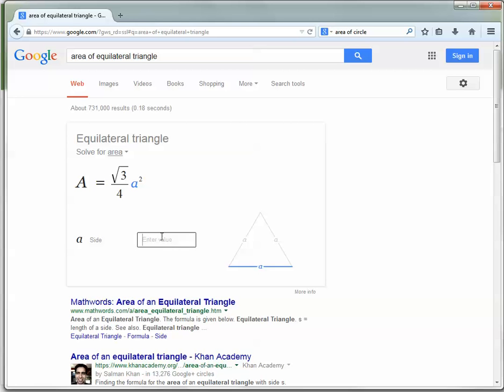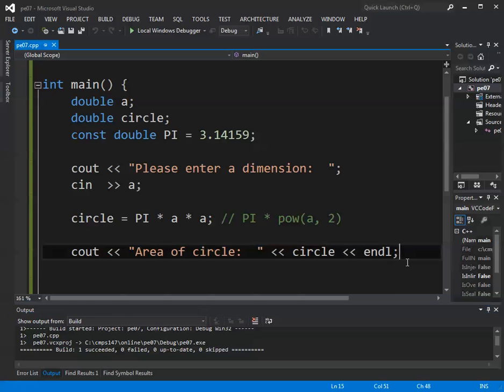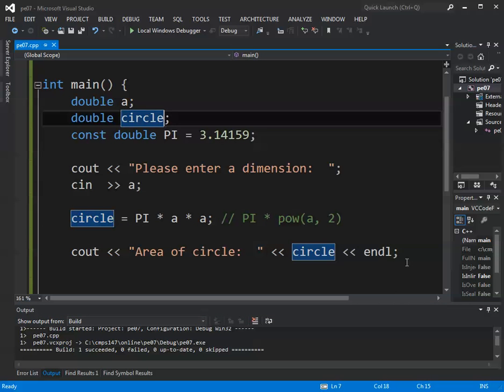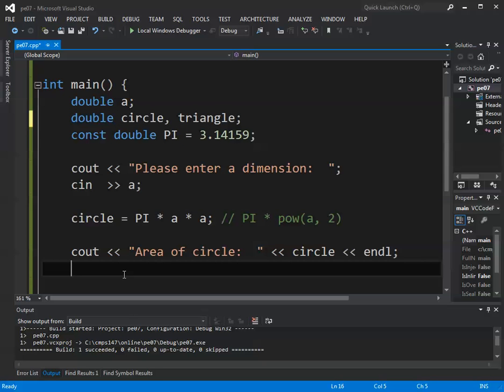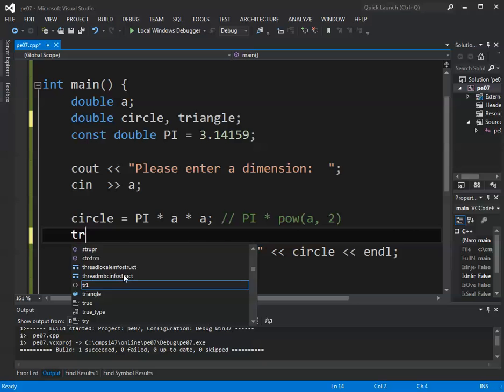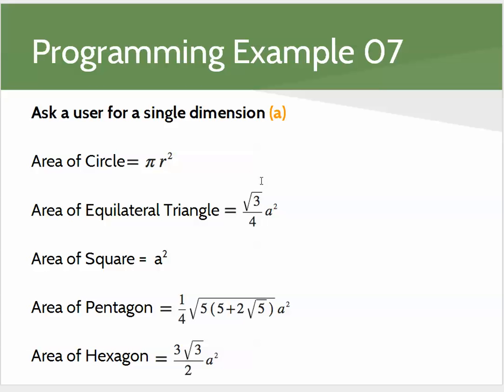And we can type in some test values. So 5, for instance, should be 10.83. So given that might be our first test case, let's go in and implement this. I'll have triangle. It's the only type of triangle we're calculating, so I'll just call it triangle. Triangle equals the square root of 3 times a divided by 4.